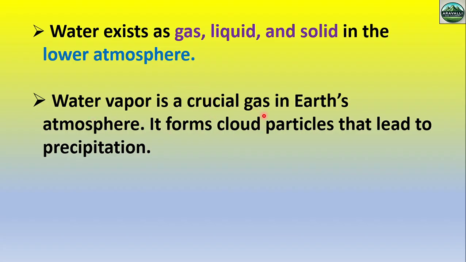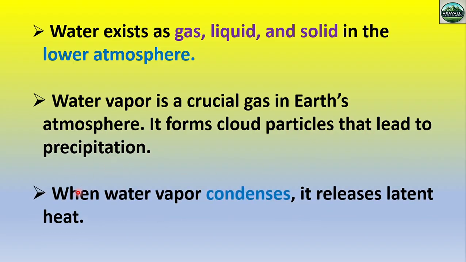Water vapor is a crucial gas in the atmosphere because without water vapor there are no weather phenomena. Water vapor forms the clouds, and clouds lead to precipitation, or rainfall. When water vapor condenses, it releases latent heat.